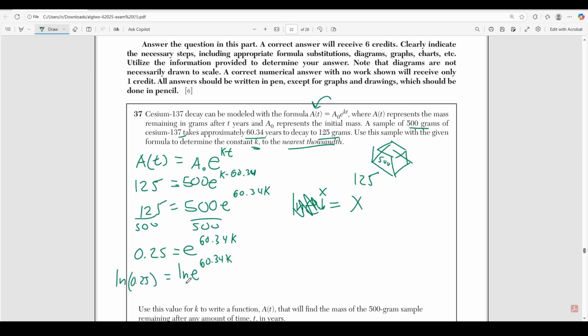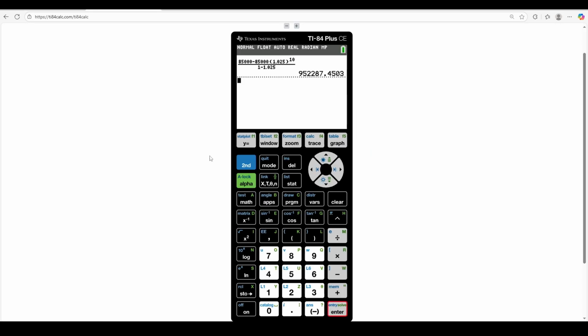But when I take the natural log of e to the power of 60.34k, guess what? The natural log and the e cancel out, and you can bring down this exponent. And now you have 60.34k is equal to the natural log of 0.25. And from here, you can just divide both sides by 60.34 to get k. So then k has to equal, let's calculate it, the natural log, which is ln here, of 0.25 divided by 60.34. Okay, and that's going to give you negative 0.229.